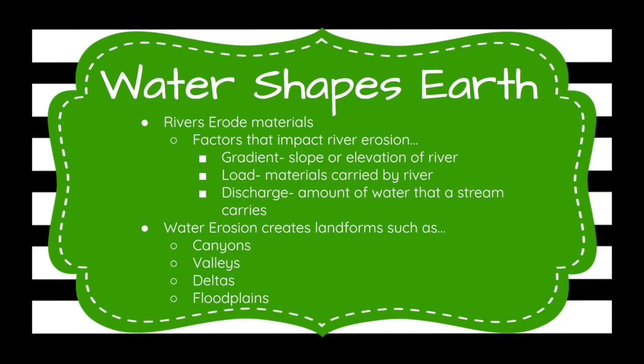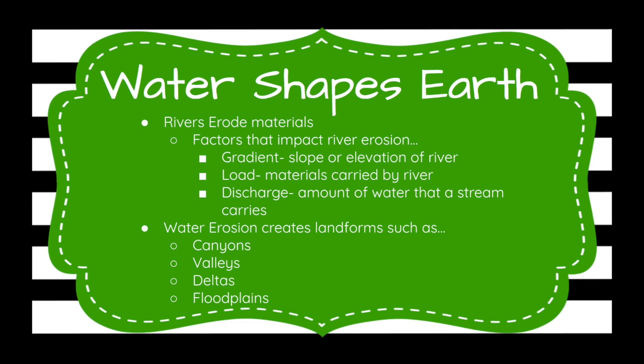Water shapes Earth in many ways. A really big part of this is rivers. Rivers move because of currents. Currents are impacted by the gradient, which is the slope or elevation of the river. So how steep is the river? Load is the materials that are in a river, and discharge is the amount of water that a river can carry. So those three things, gradient, load, and discharge, impact a river's ability to erode things.